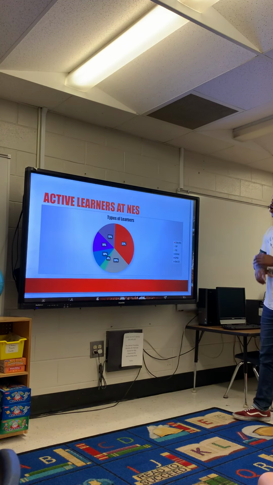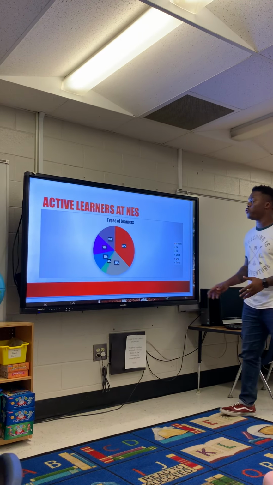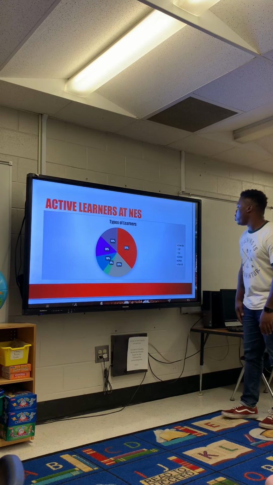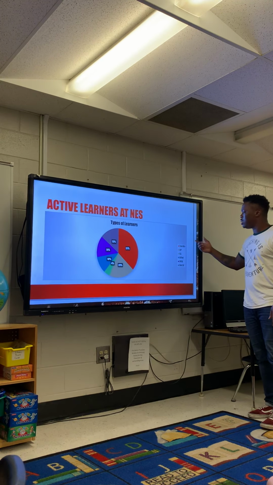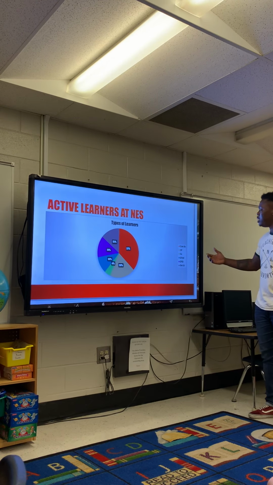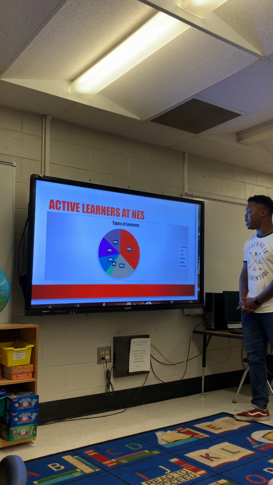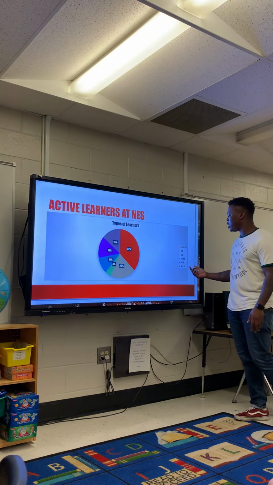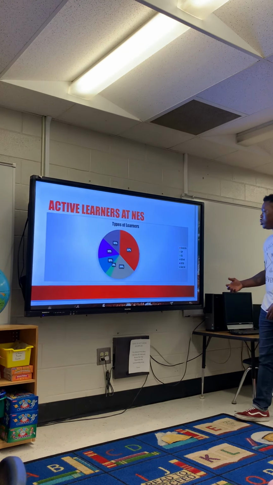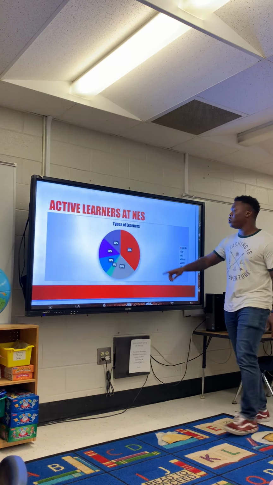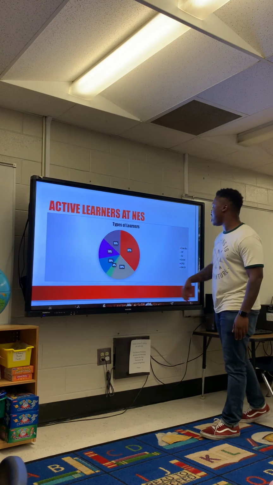Now, we have all sorts of different types of learners from all over the board. We have our economic disadvantaged students, we have our EIP students, our ELL students, our gifted students, our special ed students, and then we have our general ed students. As you can see, we are dominated at our school by the economic disadvantaged students.